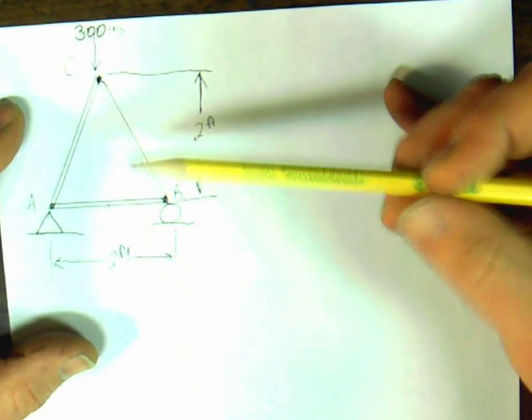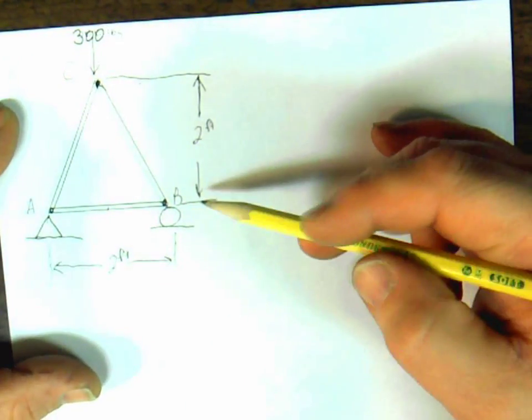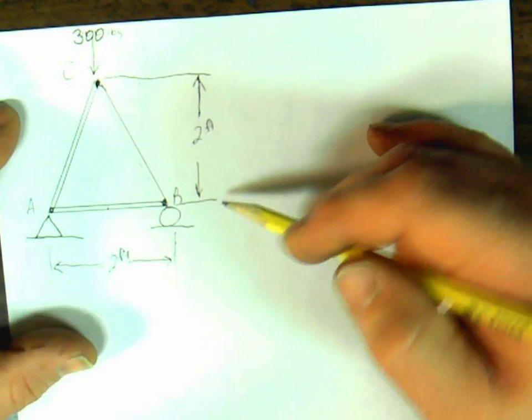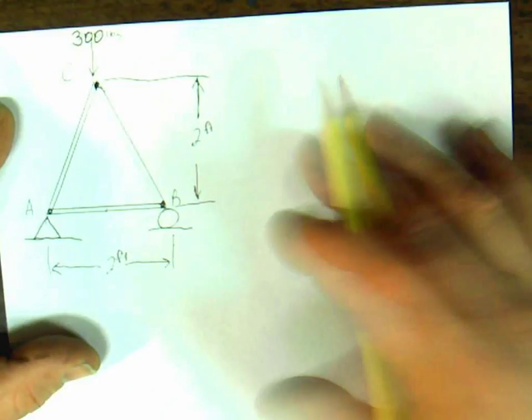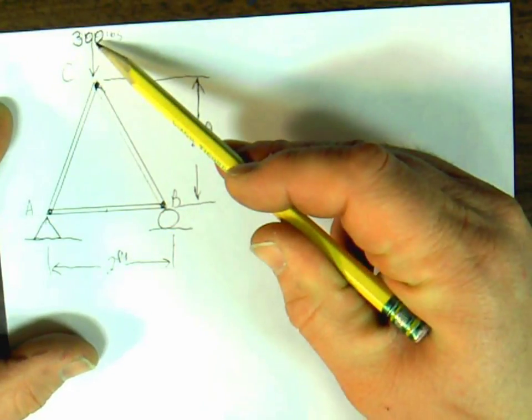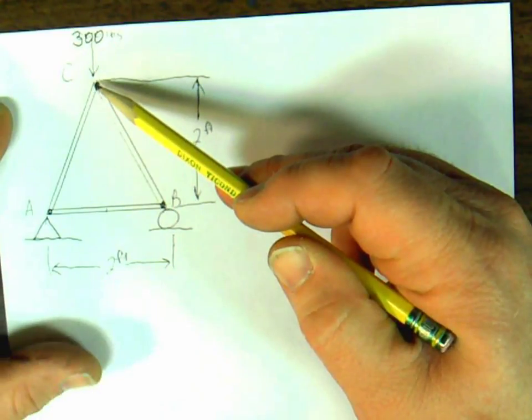So we're going to first solve for the external forces, and then we're going to solve for the internal forces to get our answers for this particular problem. And we'll notice here we've got an applied force of 300 pounds right at the top of this particular truss.